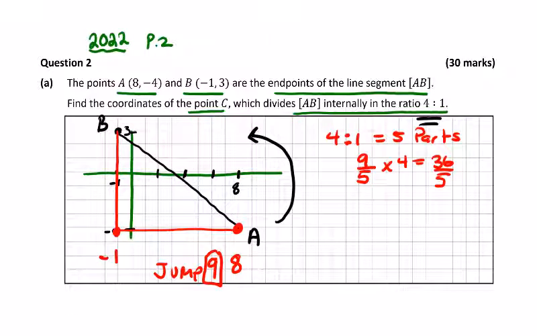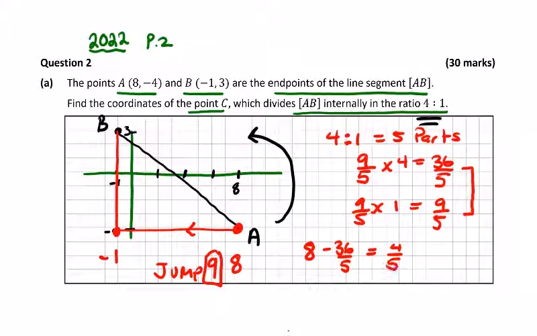Leaving the last jump would be just 9/5 to give 45/5, which is 9. So 1 jump, I'll write out like this: 9/5 by 1 is 9/5, and you can see these two 45/5 add up to your 9. So that's what we're doing along the x-axis. We're jumping from 8 and we're going backwards. So we're going to take away 36/5. That would be 40/5 minus 36/5, which would be 4/5, or 0.8 if you want to write it as decimal.